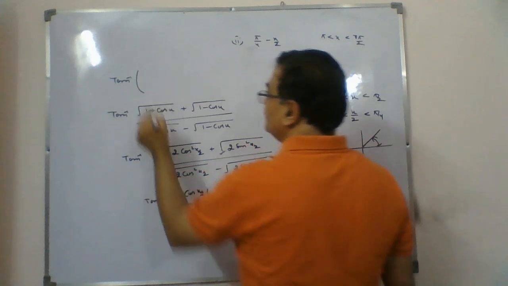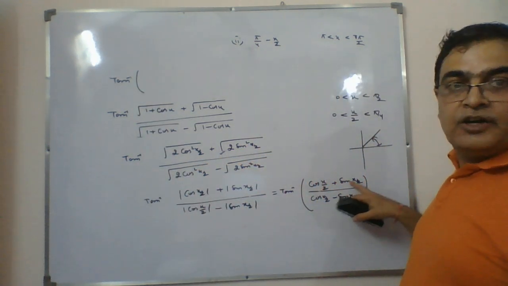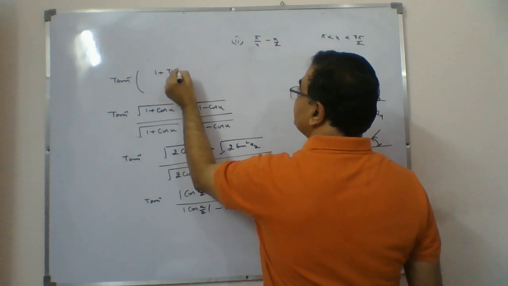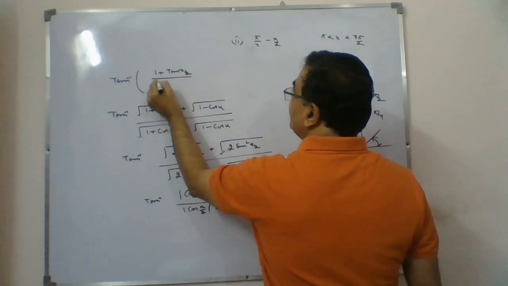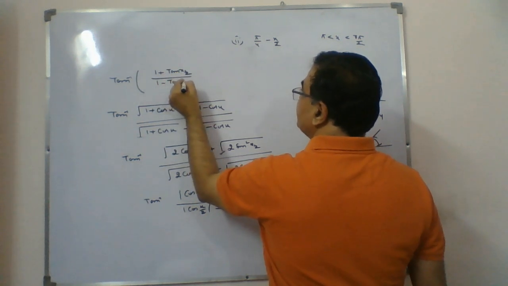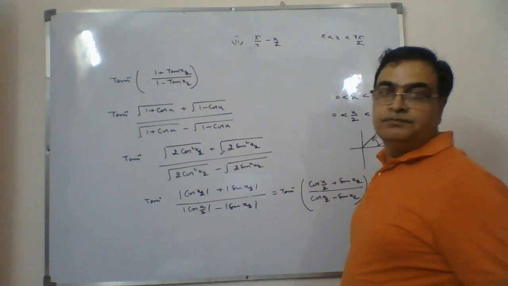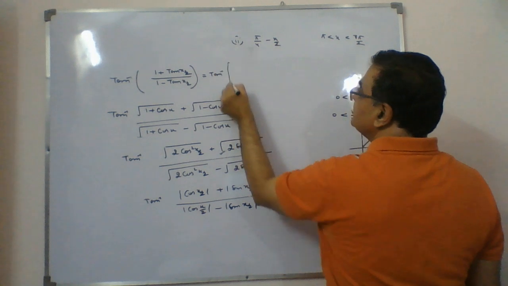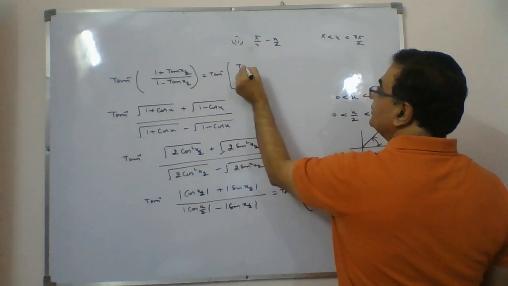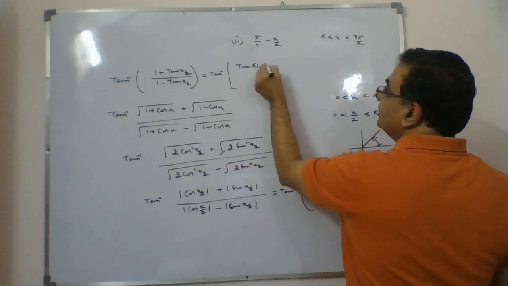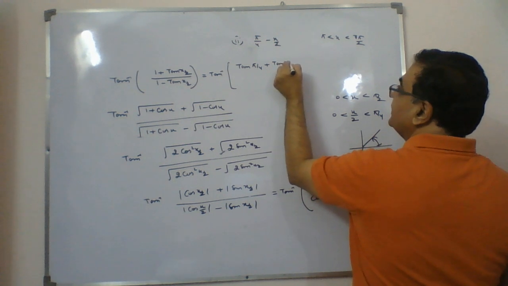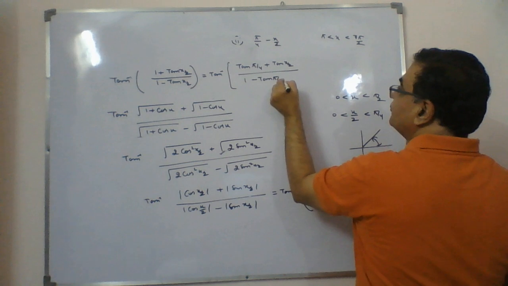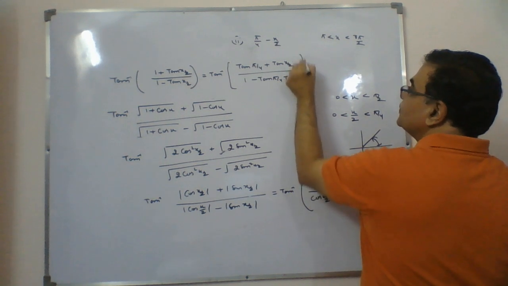So it will be tan inverse, dividing by cos x by 2. So it will come 1 plus tan x by 2 by 1 minus tan x by 2. And then again we solve it, tan inverse. 1 will be what? We know it is tan pi by 4. So (tan pi by 4 plus tan x by 2) whole divided by (1 minus tan pi by 4 tan x by 2).